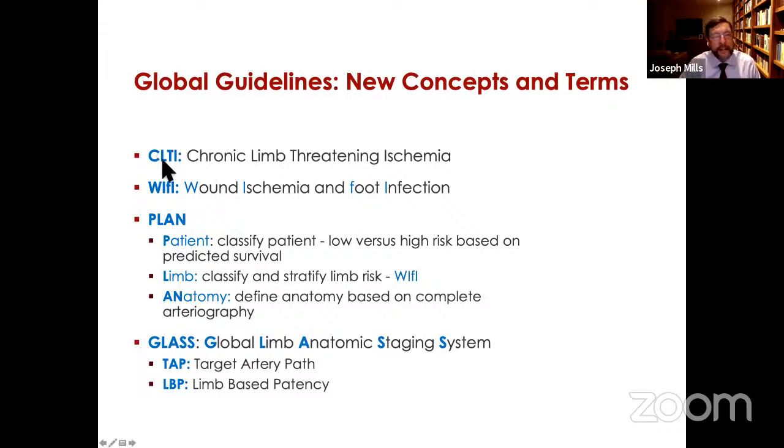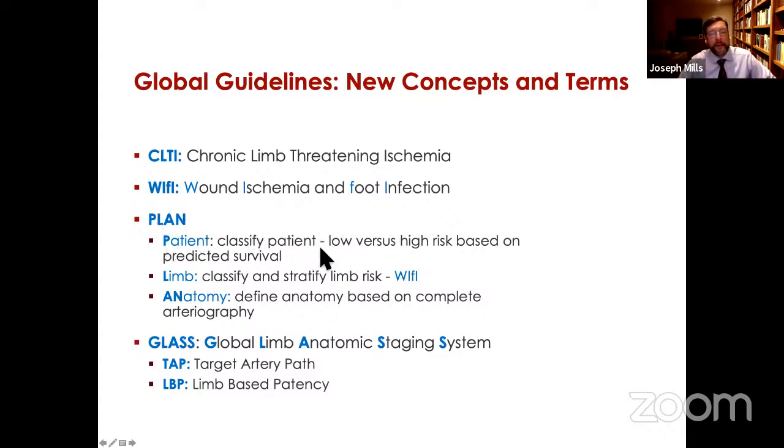It also recognizes a spectrum. It's not something where there's one critical value of perfusion above which everything heals and below which things don't heal. So it allows you actually to revascularize some patients that don't meet the traditional definition of critical limb ischemia. It's based upon WIfI. So you stage the ischemia, you stage the wound, you stage foot infection. Then you develop a plan. So PLAN stands for the patient.